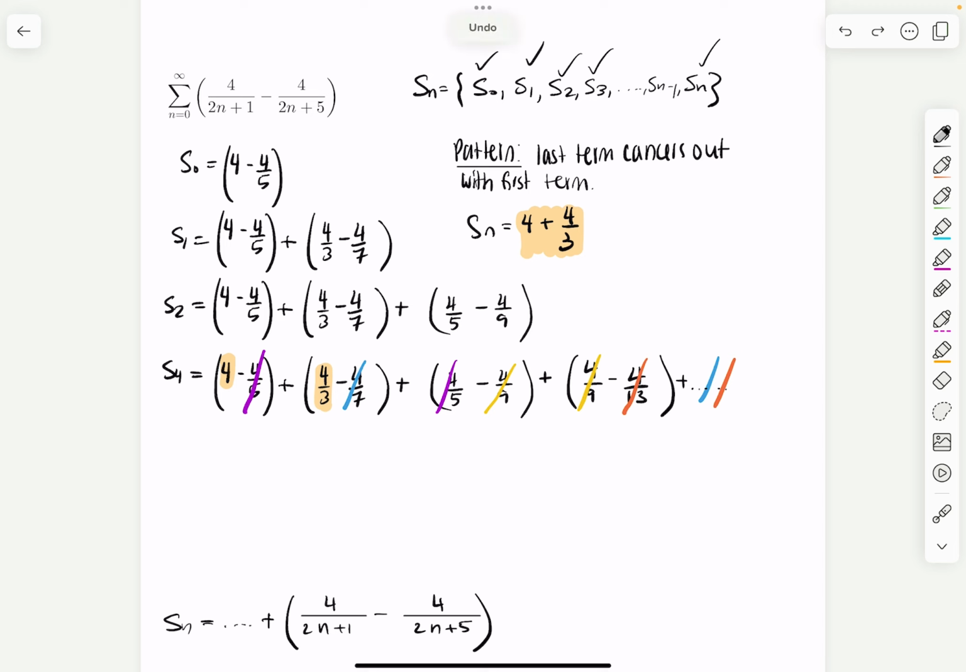We could also do s sub n minus 1. All that just means is wherever you see an n over here, do a minus 1. So this becomes 2(n minus 1) plus 1, distribute: 2n minus 2 plus 1, and this becomes 2n minus 1.